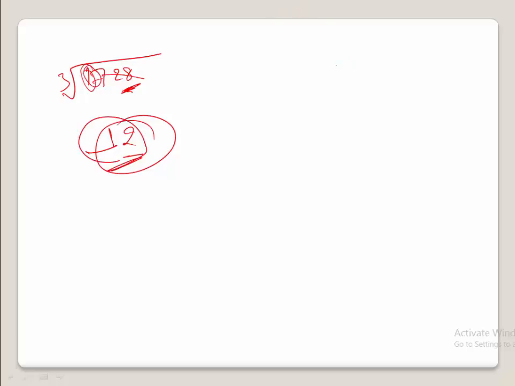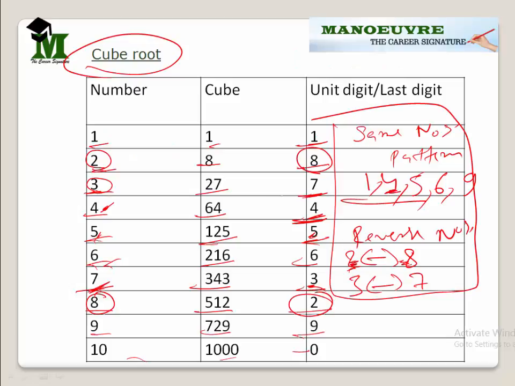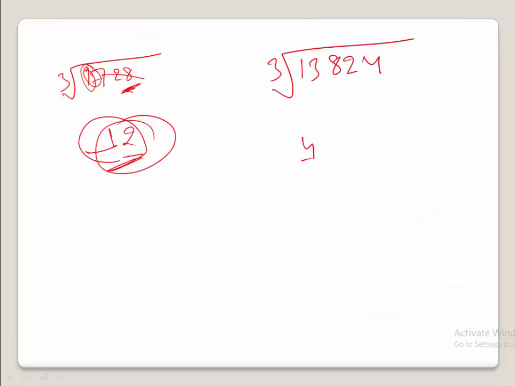Take some more example. Let's say 13824. Now in this case, 4 will be the same. If you find out 4 cube, you will get 64. So 4 will remain here. You will cancel these 3 numbers now. In the case of square, we cancel the last 2 digits. In the case of cube, we cancel the last 3 digits. Now take the cube root of this.